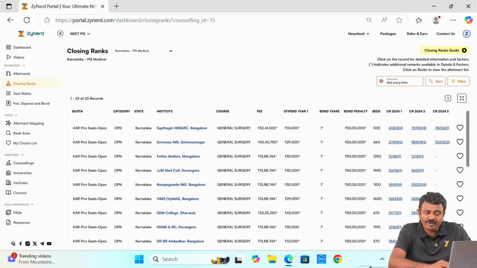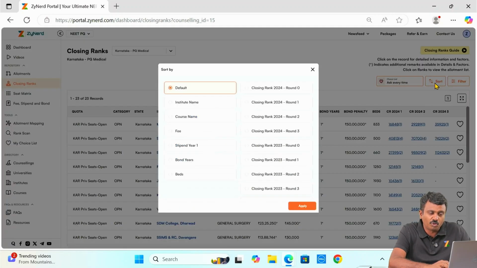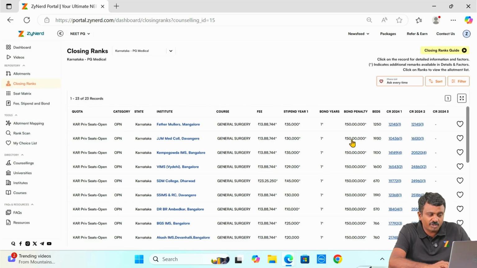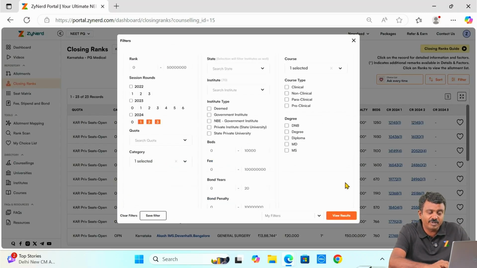This will give you a preference order kind of. These three seats were allotted in round 3, therefore they are sorted first. But if you want to sort at round 2, which was the last upgradable round in Karnataka, you can select closing rank 2024 round 2. It will clearly sort you and tell you among the general surgery open seats, this was a clear preference by candidates. This will be reflecting in previous years too. You add on 2022, this will be reflecting.